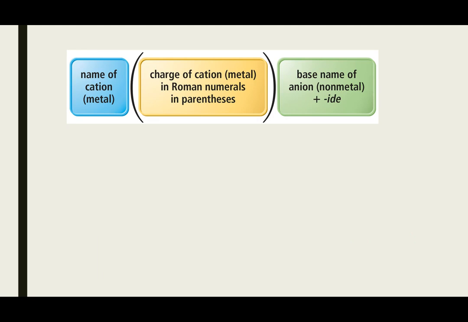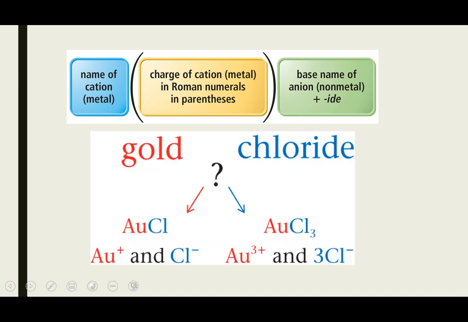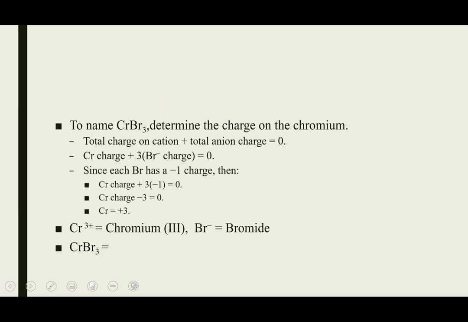So as I just said, when you are naming these, you would put the name of the cation, the charge of the metal in Roman numerals in parentheses, and then the name of the anion. Of course, still changing that to "ide" because that's how we name anions. I just went through that on the last slide. Gold(I) chloride, gold(III) chloride.